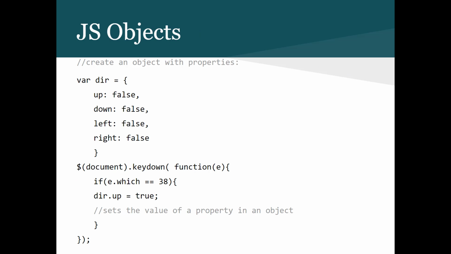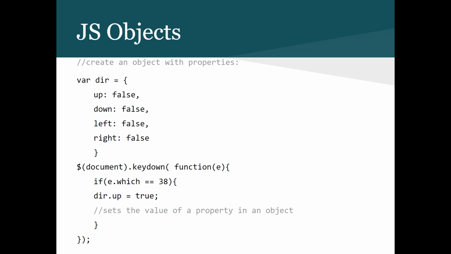This is an example of an object literal. This comes from an example we did in the Dragonflight game. As I mentioned before, objects have properties. This object has the following properties: up, down, left, and right. These store the values of true or false based on which arrow keys are pressed, so that we can determine which way the user wants to move the character of the Dragonflight game.